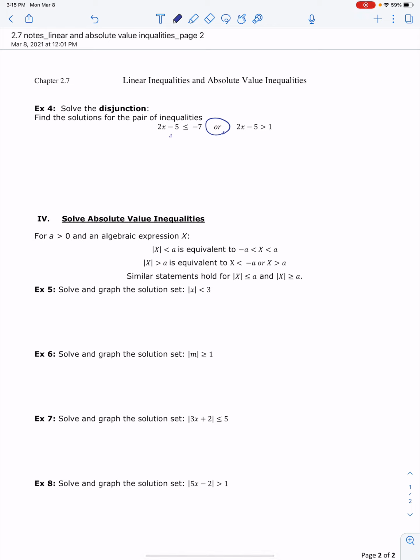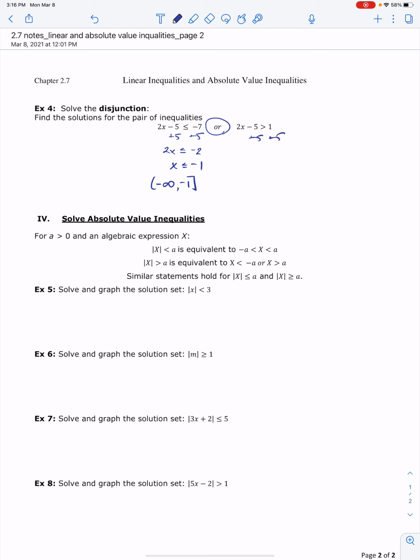So I'm going to start the same way. I'm going to add 5 to both sides. I get 2x is less than or equal to negative 2. Divide both sides by 2. I get x is less than or equal to negative 1, which is the interval from negative infinity to negative 1 inclusive.